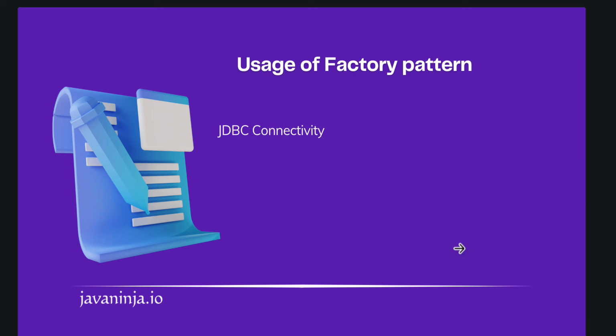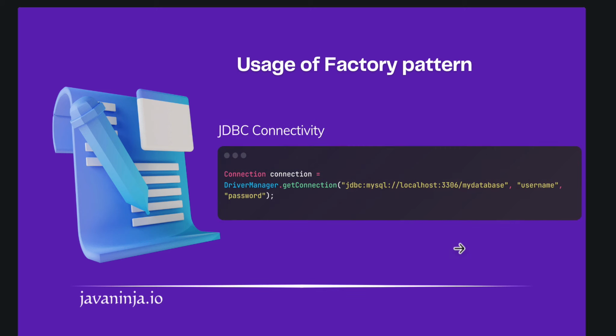Let's take a look at another example, JDBC connectivity. You might have used this piece of code before, DriverManager.getConnection. This also is an example of the factory pattern. The DriverManager class provides a static factory to get a connection object.